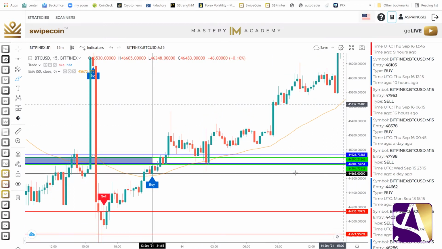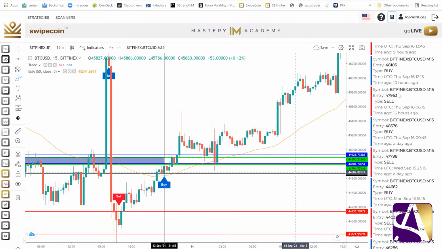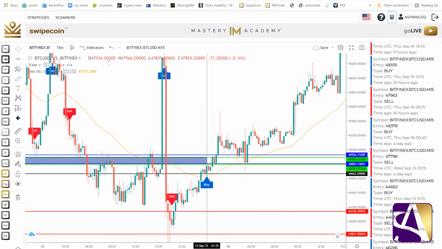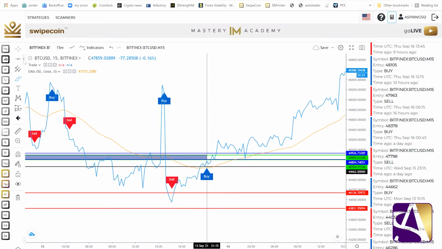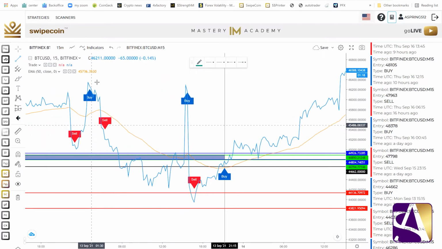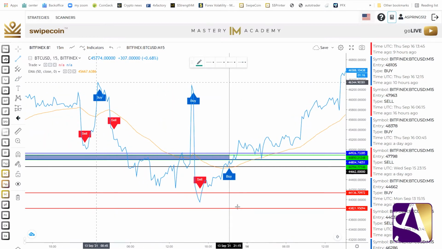Now, additional confluence, y'all, we got to remember the simple things. If we go back to our line chart, we can also look at the previous downtrend that the market was giving us. This is our previous downtrend.